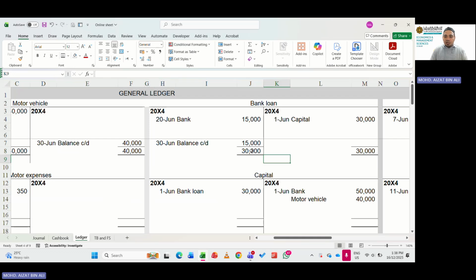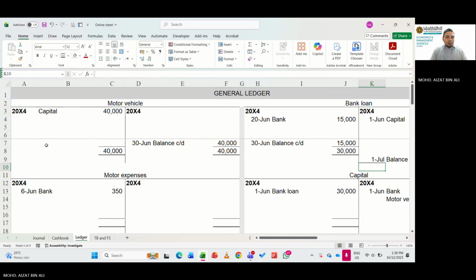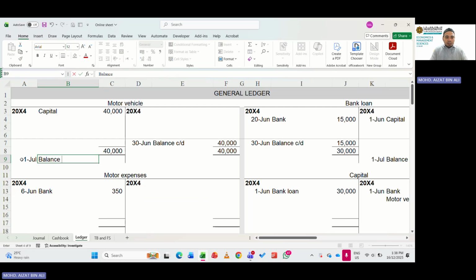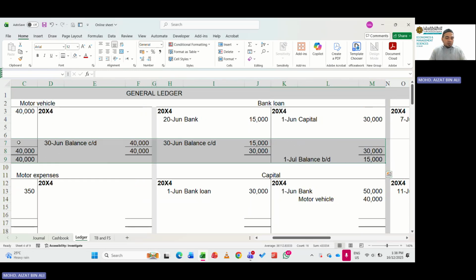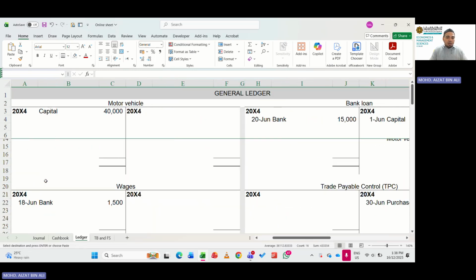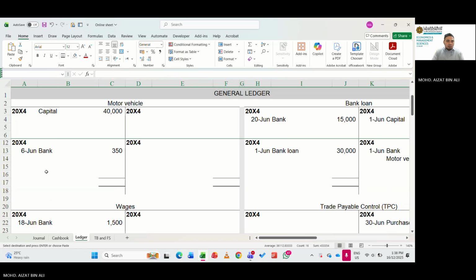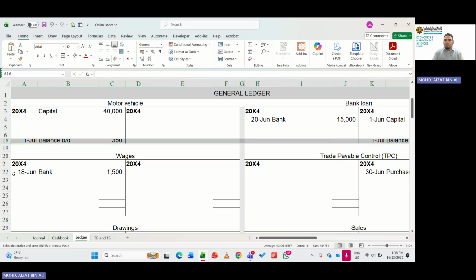So this is a balance C/D. 1st July, balance B/D. We take this amount. Oh, I haven't put the balance B/D yet. Balance B/D. And we take this amount as well. Again, as I said, I want to do this very quickly, so I'm going to just copy and paste. So it should be here.